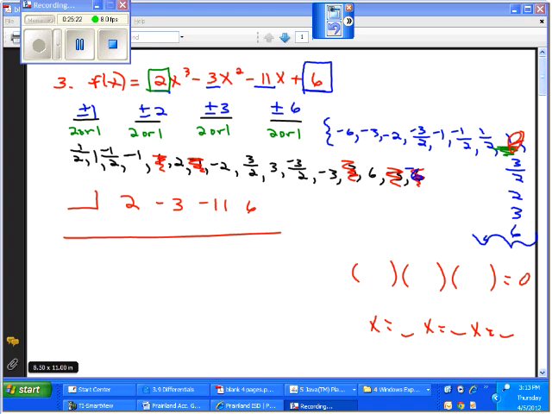So let's try a -1 and see if it'll work. So we're going to start our process. We're going to bring down the 2, and then we're going to multiply. -1 times 2 is -2. And then we're going to add and get a -5. And then we're going to multiply, and we would get a +5. And then we would add and get a -6. And then we would multiply, and we would get a +6. And then we would add, and we would get a 12.